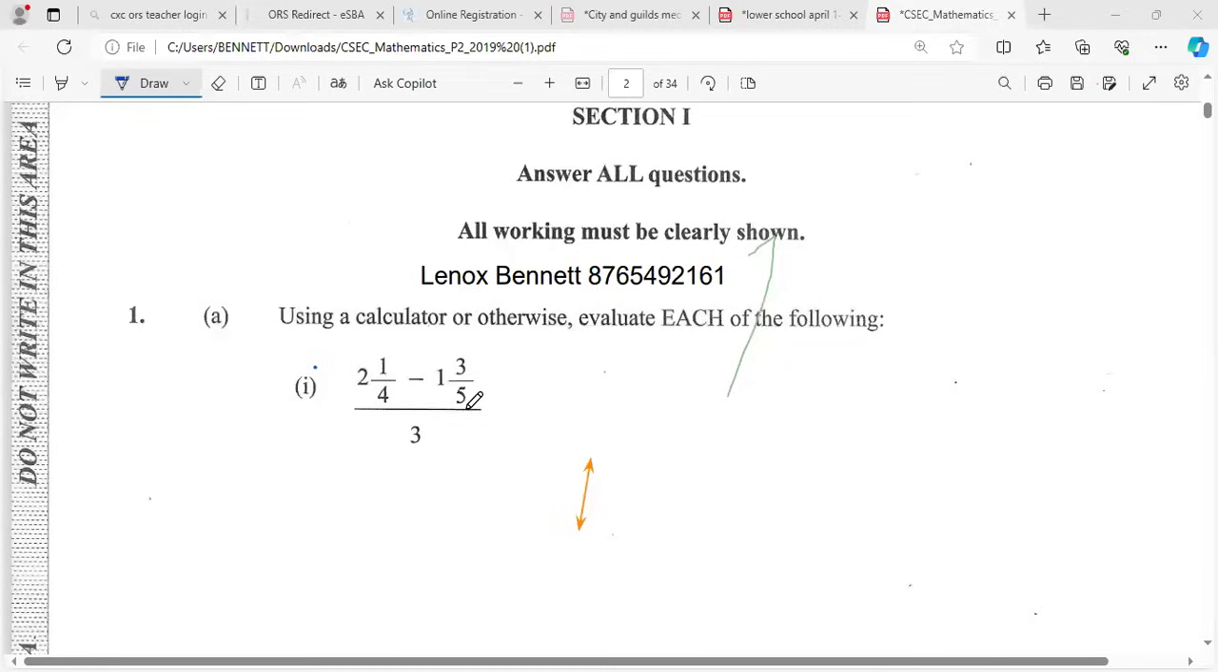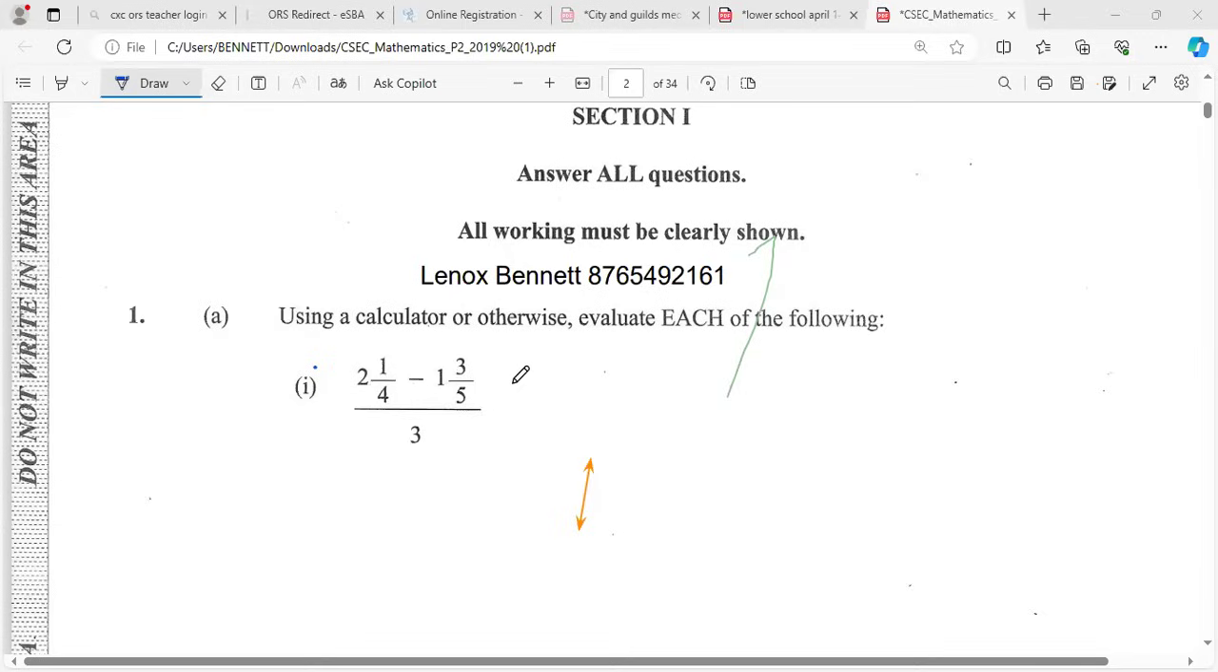2 1/4 minus 1 3/5, right? Divided by 3. So we have to work the top first, right? Now, some persons might be tempted to take away 1 from the 2, because that seems to be easier. But remember, 3/5 is actually bigger than 1/4.